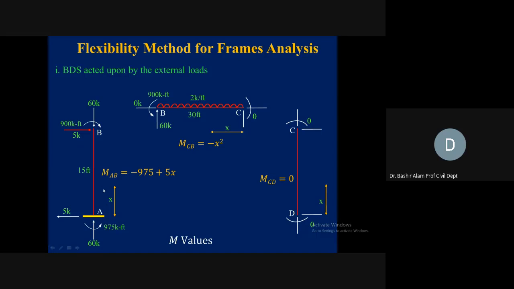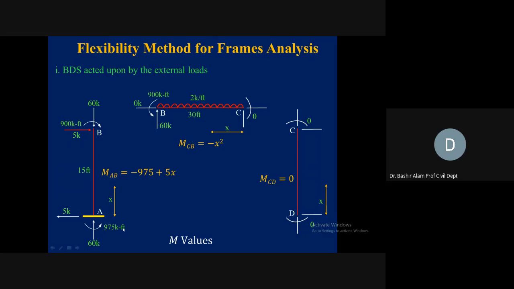This member AB should be in equilibrium. When will this be in equilibrium? When the upward force at A is resisted by B in the downward direction. So 60 and 60, summation of Fy is satisfied. Summation of Fx is equal to 0. We have 5 kip here, leftward directed, and 5 kip we should be having rightward directed. And if you remember, this 5 kip is externally applied, this red load. It is not an internal load, it is externally applied.